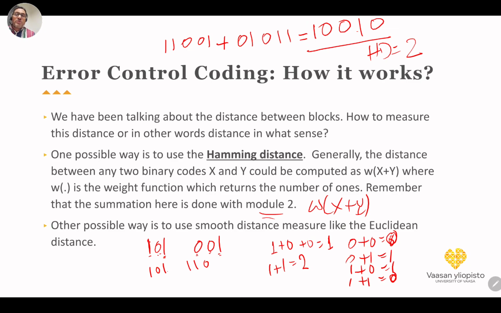Okay, so this is one way of measuring that distance. It is widely used, especially in block codes. And we also have another kind, for example, measuring the Euclidean distance, especially when we don't threshold the signal into 1 and 0, but have a smooth signal. The signal is received as it is before thresholding, before we make them 1 and 0, and then we can base it on the Euclidean distance.